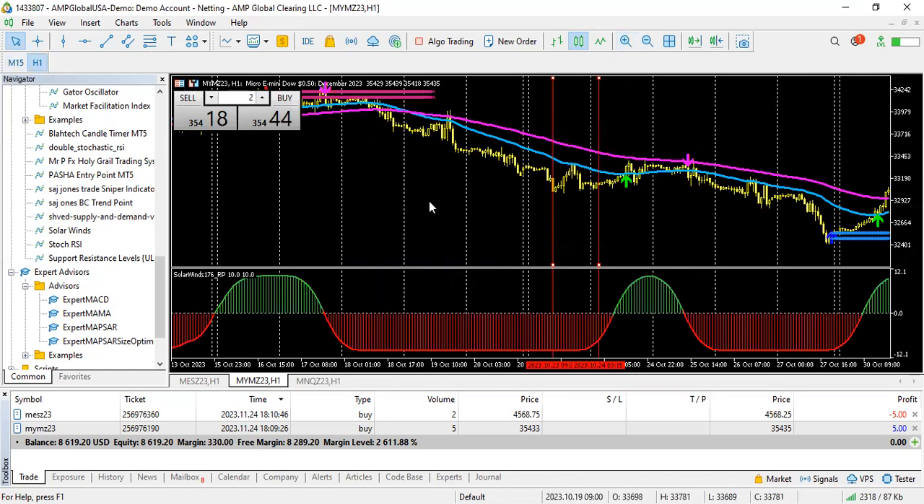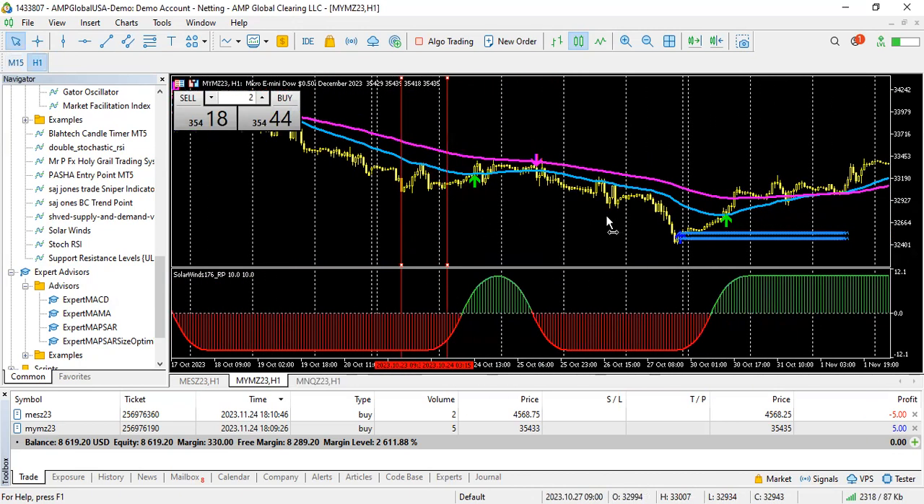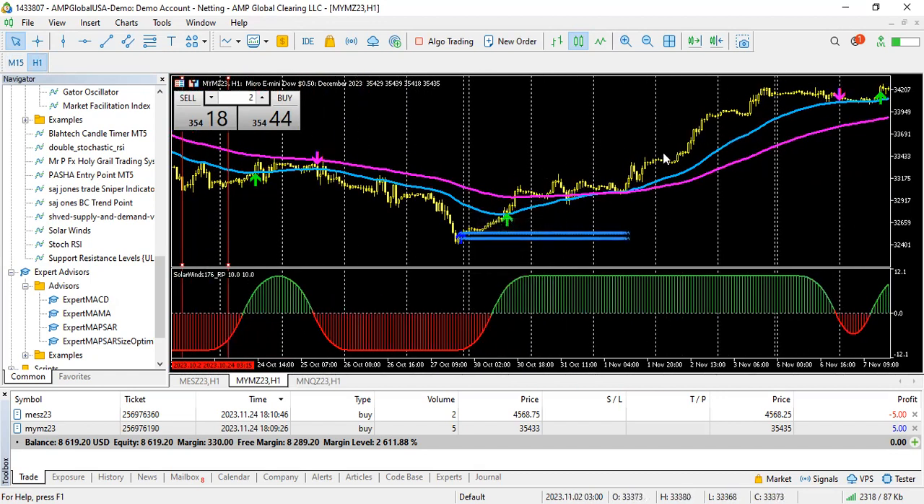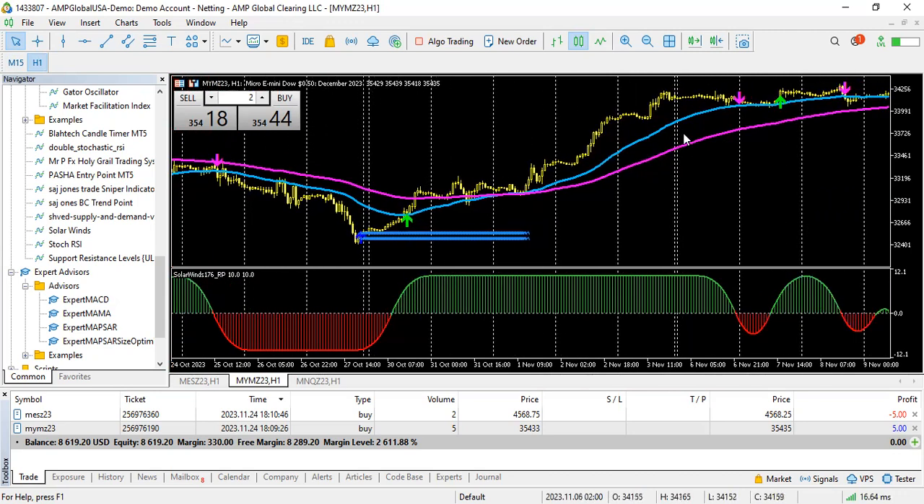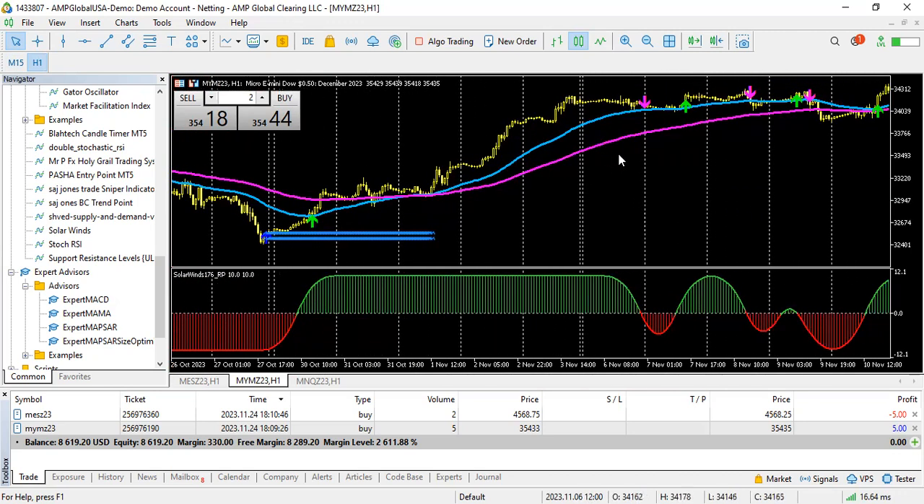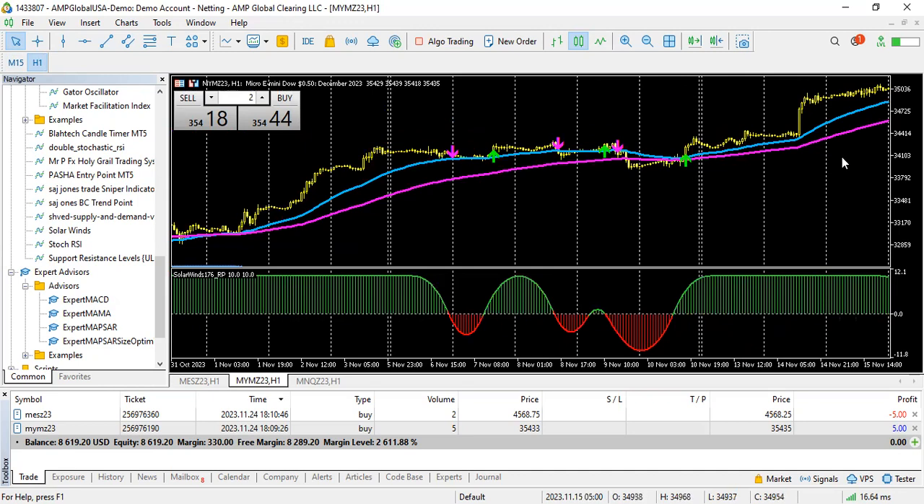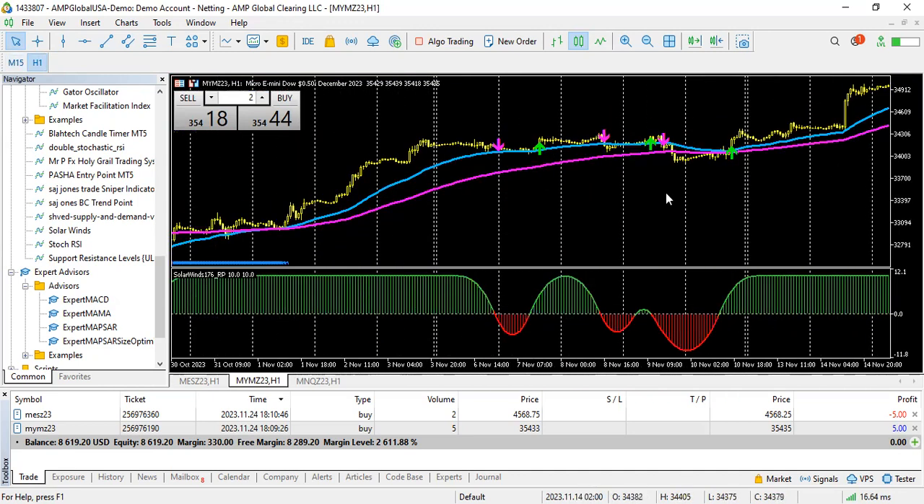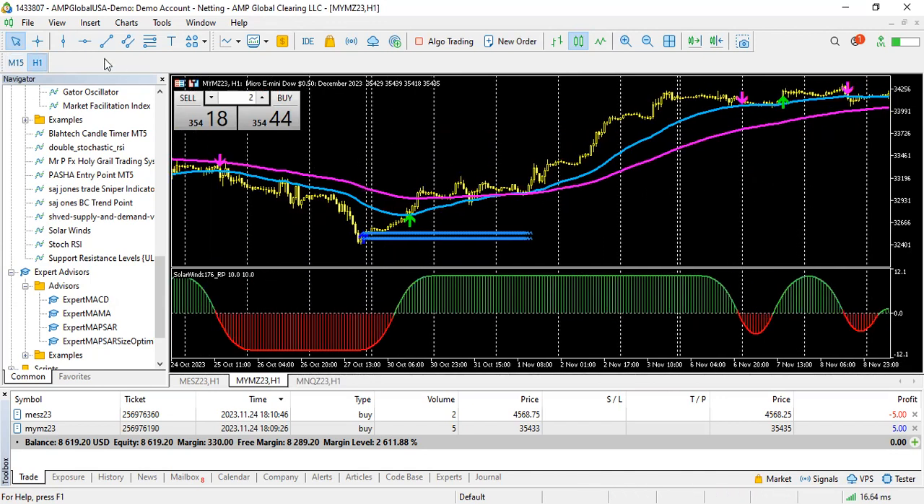1 day, 2 days, 3 days, 4 days, 5 days, 6 days, 7 days, 8 days, 9 days, boom, the market changed direction. 1 day, 2 days, 3 days, 4 days, 5 days, breaking time. 1 day, 2 days, 3 days, 4 days, 5 days, 6 days, 7 days, 8 days. You see what I'm saying? See how long it goes? It's going for a long period of time.